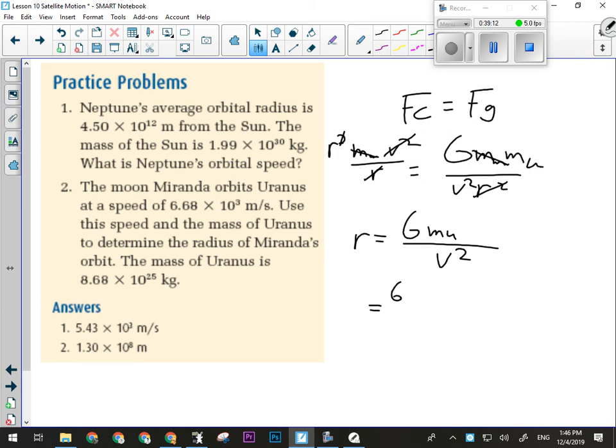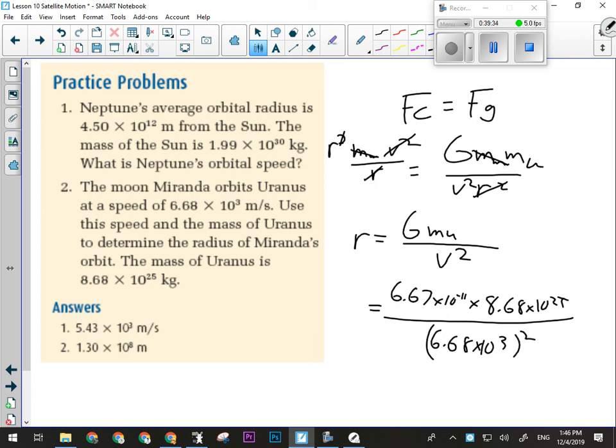That's what my end formula is going to look like. When I plug in my numbers, 6.67 times 10 to the minus 11 times 8.68 times 10 to the 25, that's the mass of Uranus, divided by the speed of Miranda in her orbit, 6.68 times 10 to the 3, but that number is squared. When I punch all that in, I should end up with an orbital radius of 1.30 times 10 to the 8 meters. Everybody with me there?